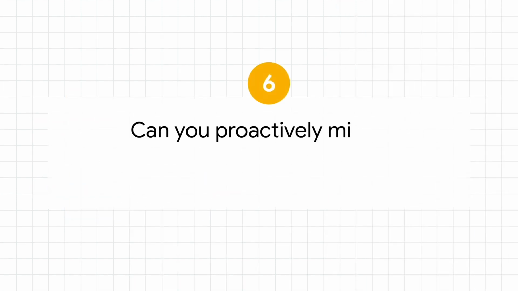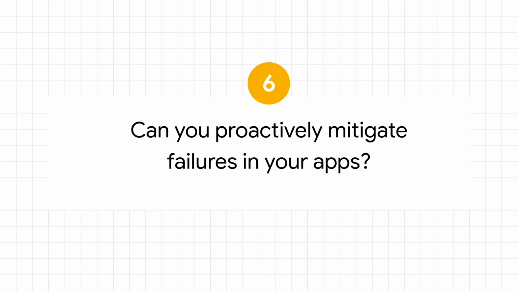That brings me to question number 6. Can you proactively mitigate failures in your applications? Anthos dashboards provides built-in SLOs so you can improve the observability and proactively mitigate failures just like Google SREs. For more details, check out how to improve observability using Golden Signals episode in the Anthos 101 series.